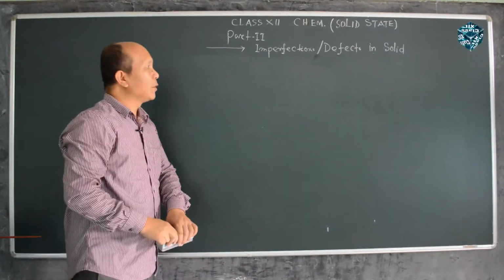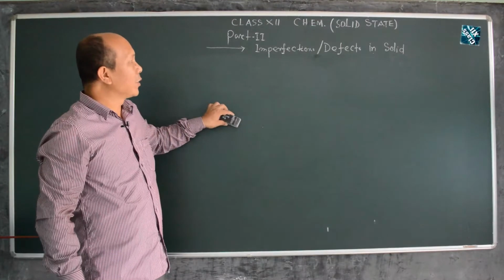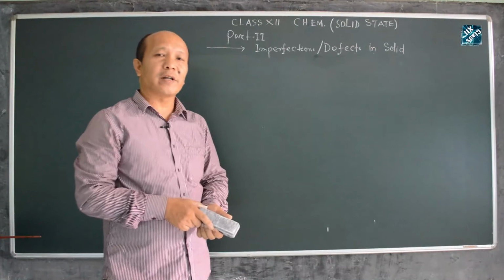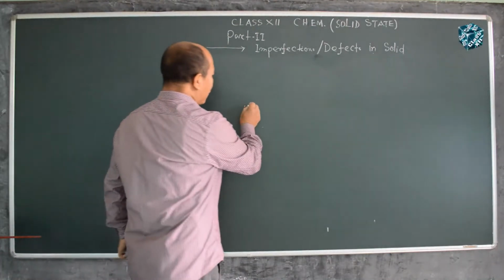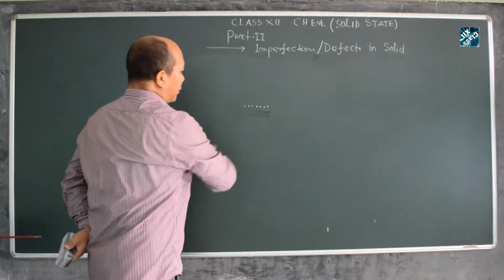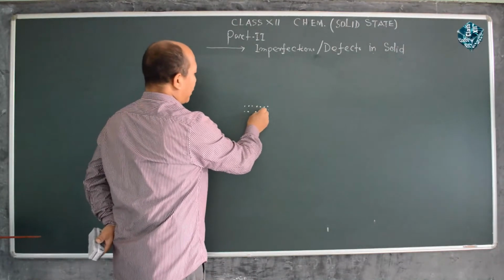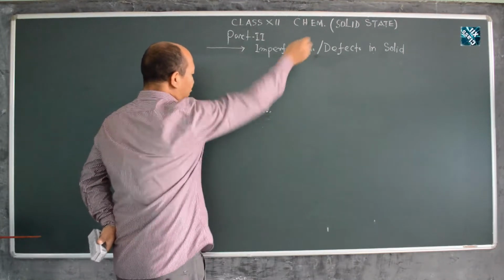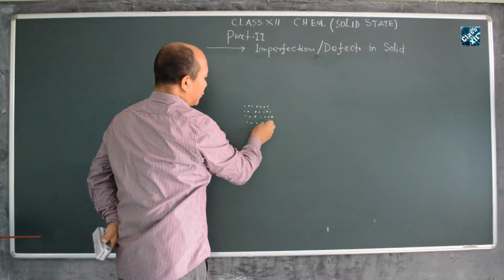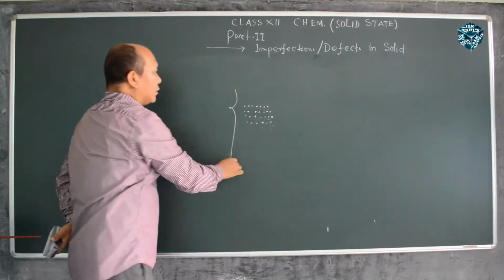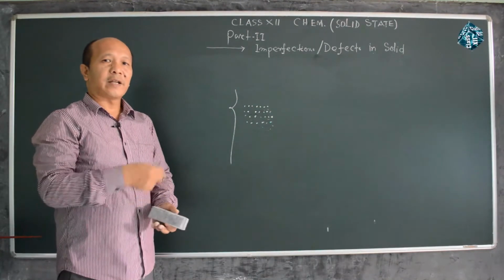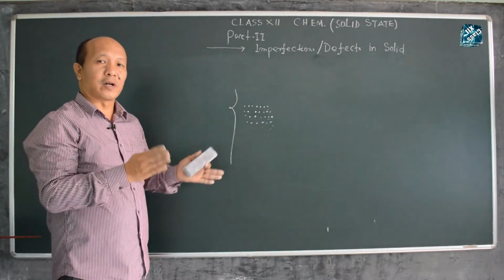First, let us discuss what a solid is. In a solid, the constituent particles are in a regular arrangement, that means orderly arranged. The constituent particles may be atoms, molecules or ions. When the constituent particles are orderly arranged, we call it an ideal crystal. Ideal crystal means constituent particles are orderly arranged.